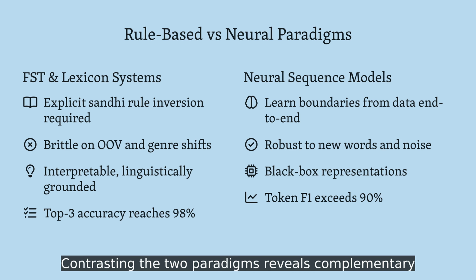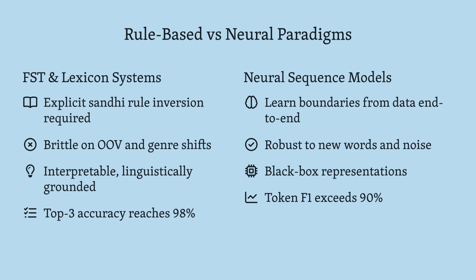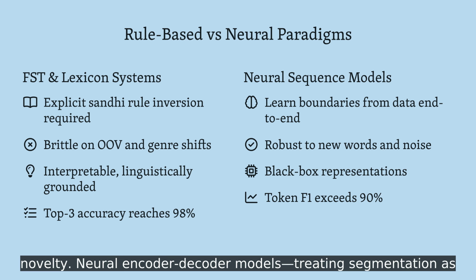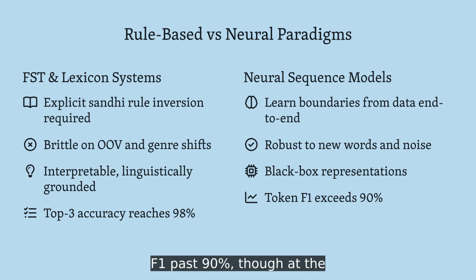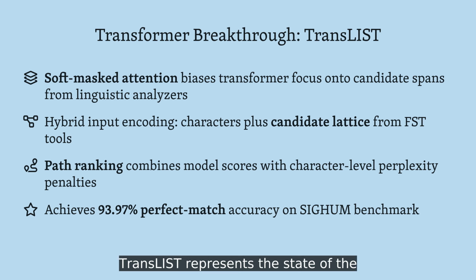Contrasting the two paradigms reveals complementary strengths. Rule-based systems offer transparency and strong top-K recall, but falter on novelty. Neural encoder-decoder models, treating segmentation as sequence transduction, generalize better and push token level F1 past 90%, though at the cost of interpretability.